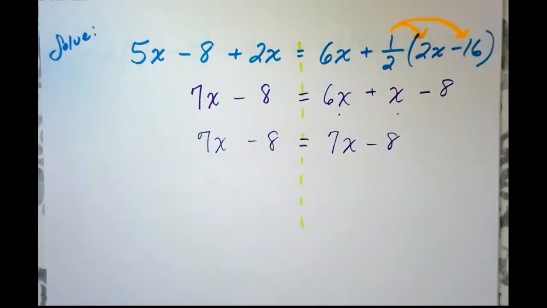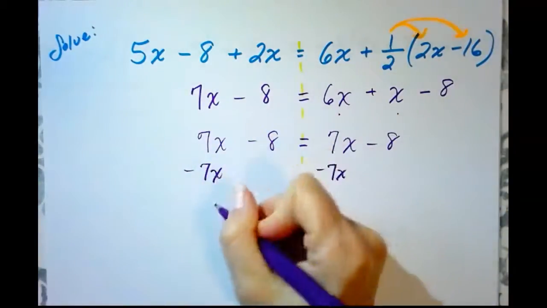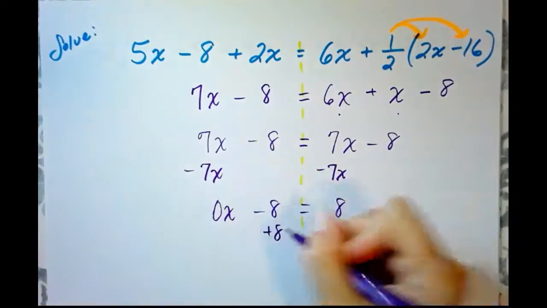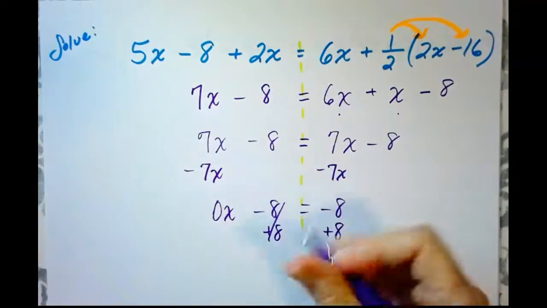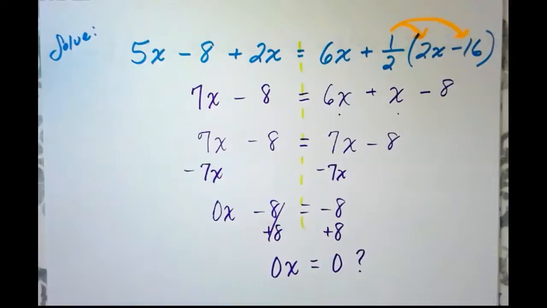Now consider this equation in light of a scale. Does the left-hand side weigh exactly the same as the right-hand side? Yes. And if we start combining the like terms, if we move the 7x over, we get 0x minus 8 equals negative 8. And we add the 8 over, we end up with 0x equals 0. Now think of this as a question. 0 times what equals 0?